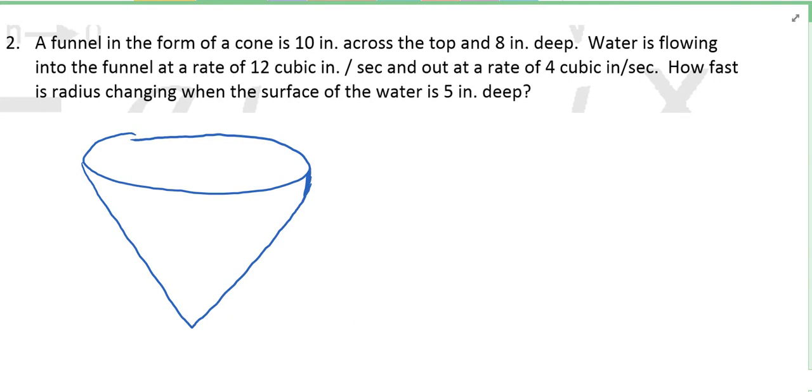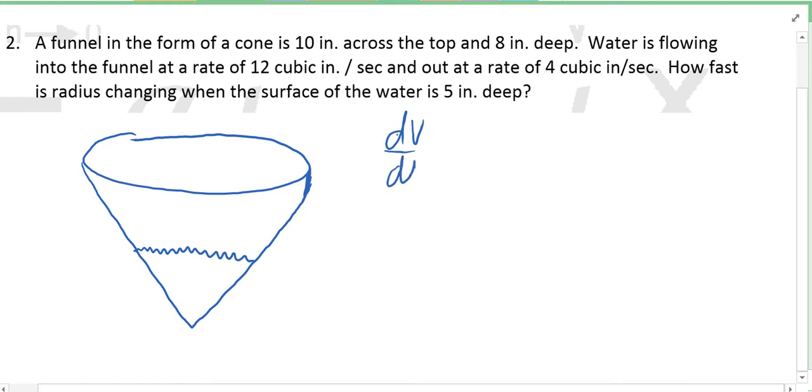Okay. It's being filled up with water. So there's the water. The water's going in at a rate of 12, but it's coming out at a rate of 4. So like in 8. So you'd be 12 minus 8. So dV/dt, the rate of change of volume, is positive 8 cubic inches per second.